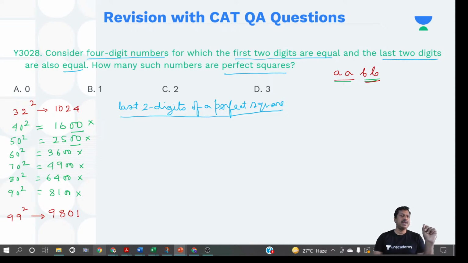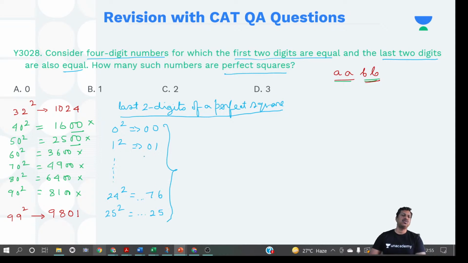The last 2 digits of a perfect square repeat with respect to the last 2 digits of perfect squares from 0 square to 25 square. What I wanted to mean is 0 square, last 2 digits will be 0, 0. 1 square, the last 2 digits are 0, 1. And if you go this way, 24 square, the last 2 digits are 76, and 25 square, the last two digits will be 25. Okay? So what is happening? The last two digits of a perfect square will just keep repeating these last two digits. Okay? So I need to just find out the last two digits 0, 0.